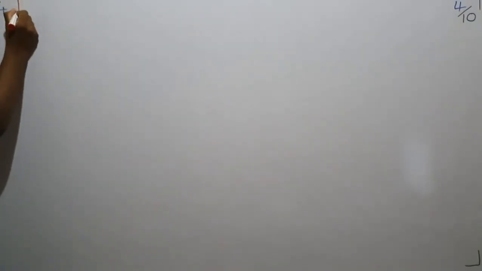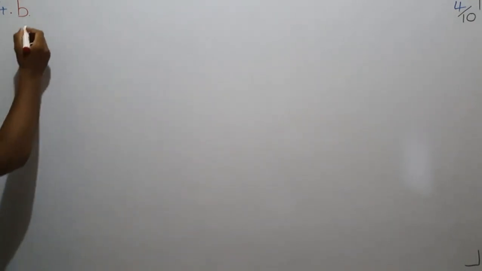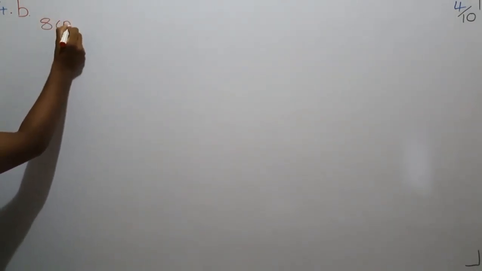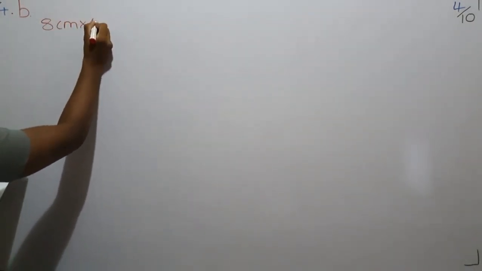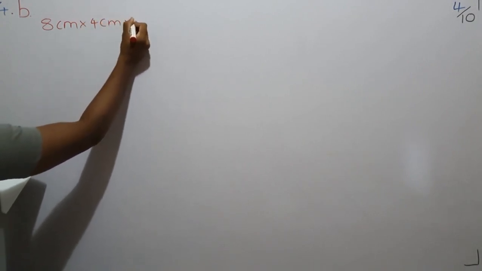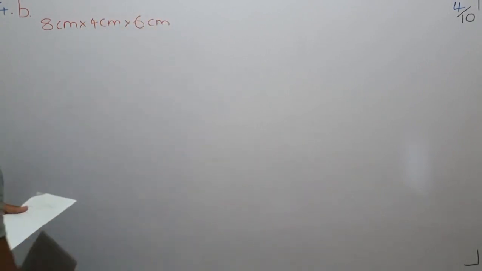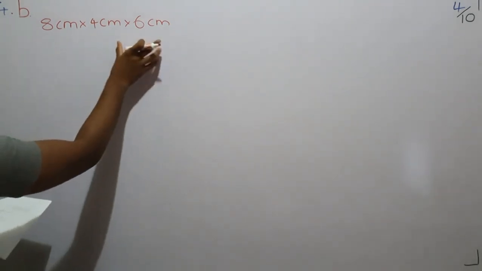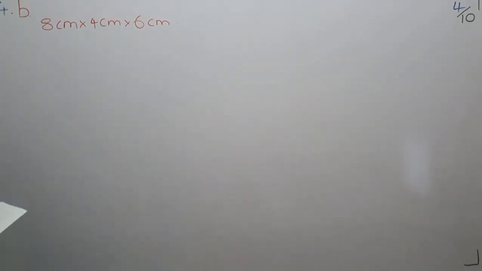Part B, the final part of the question. A different solid is in the shape of a cuboid. The cuboid measures 8 centimeters by 4 centimeters by 6 centimeters. So the lengths of the cuboid they have given. These measurements are given correct to the nearest centimeter.